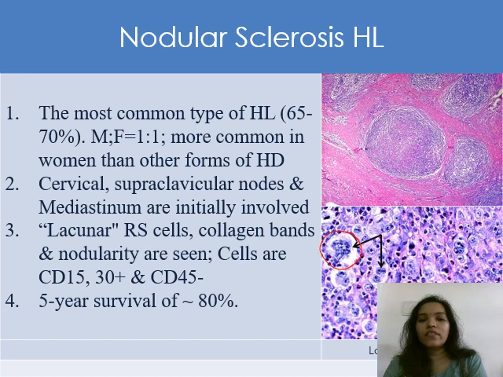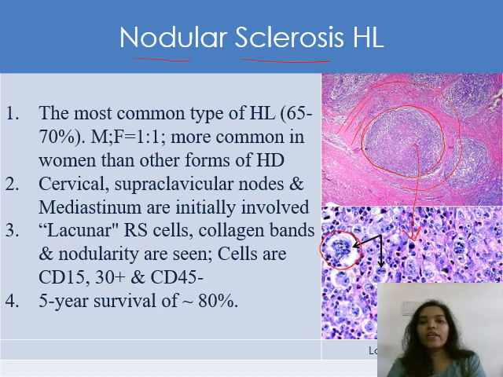The nucleus is sitting inside an empty space, and the word nodular sclerosis describes the lesion microscopically, where most of the cells are arranged in the form of nodules which are separated by collagen fibrils. This pink area is all the collagen fibrils, and that is why it is called sclerosis, nodular sclerosis. Within these nodules we will have a mixed pattern of cells in the background along with lacunar type RS cells.